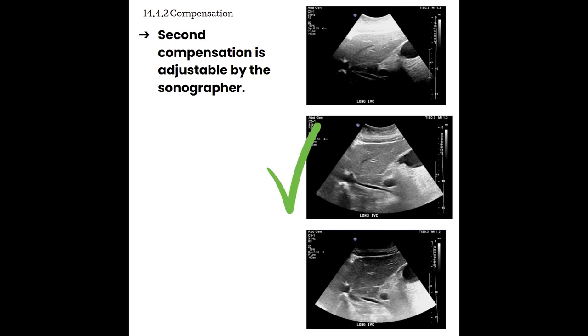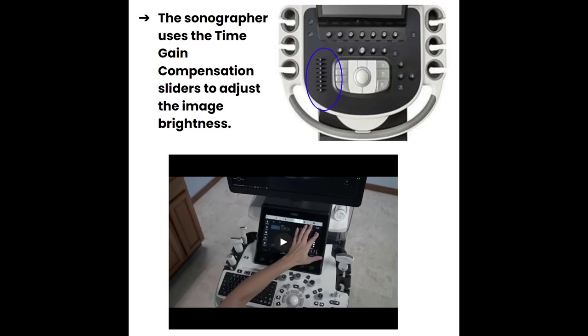Now I said that compensation is adjustable by the sonographer, and the sonographer is going to achieve that through using the TGCs. TGC stands for time gain compensation, and they are usually represented by sliders on the machine console, or some newer units have touchscreen sliders. So here on this unit, we can see the physical sliders. As you move these around, you are going to adjust different levels of compensation in the image.